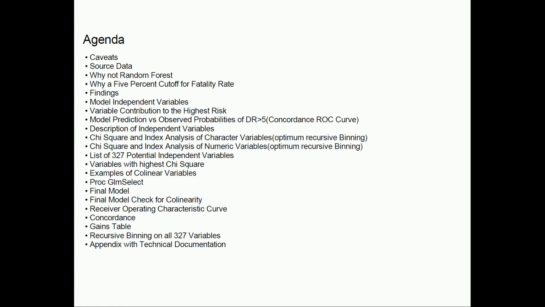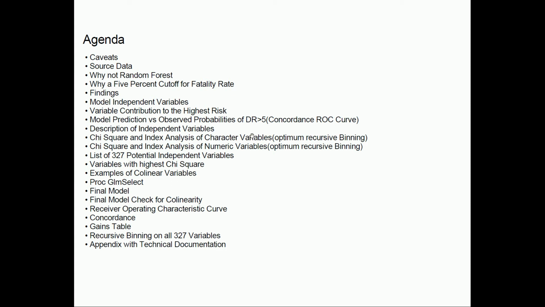The agenda today is going to start with caveats. I'm going to show you my source data. I'm going to talk a little bit about why I chose not to use a random forest and why the 5% cutoff rate for fatality rate. I'm going to go through some findings. I'm going to talk about the model independent variables and the independent variable contributions to the highest risk. We're going to do some model prediction versus observed probabilities. We're going to look at concordance and the ROC curve.